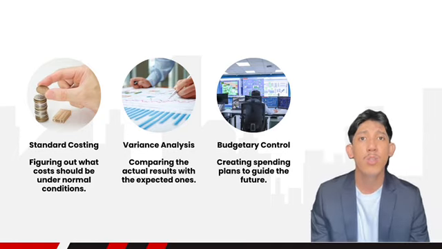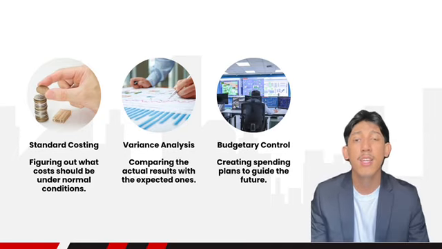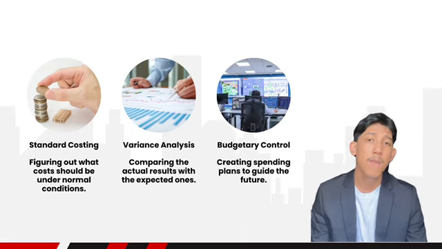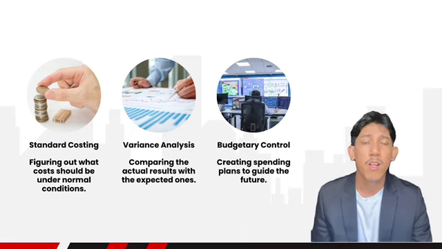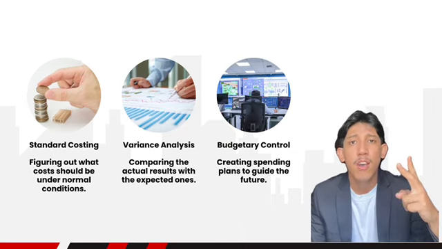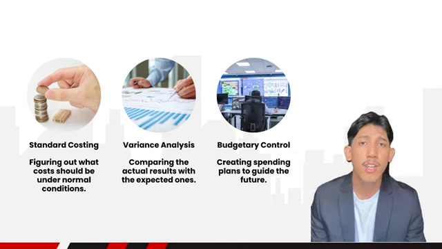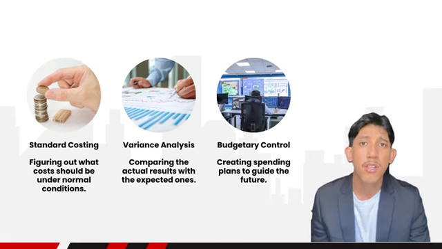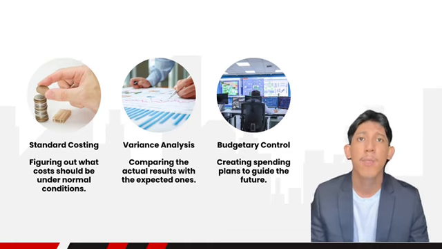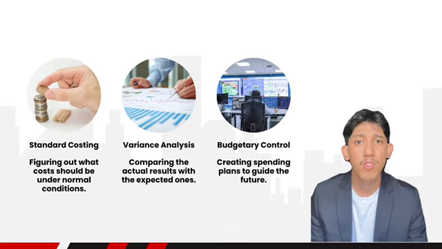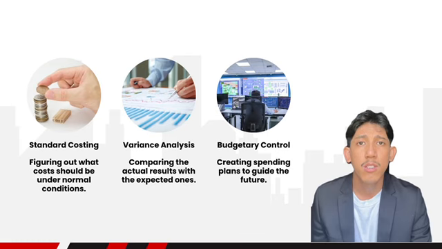It gives managers three lights. The first one is standard costing. What is standard costing? Basically, standard costing is figuring out what cost should be under normal conditions. The second one is variance analysis. What is variance analysis? Variance analysis is comparing the actual results with the expected ones. So, managers could ask, why did this happen? And the third one is budgetary control. What is budgetary control? Budgetary control is creating spending plans to guide the future.